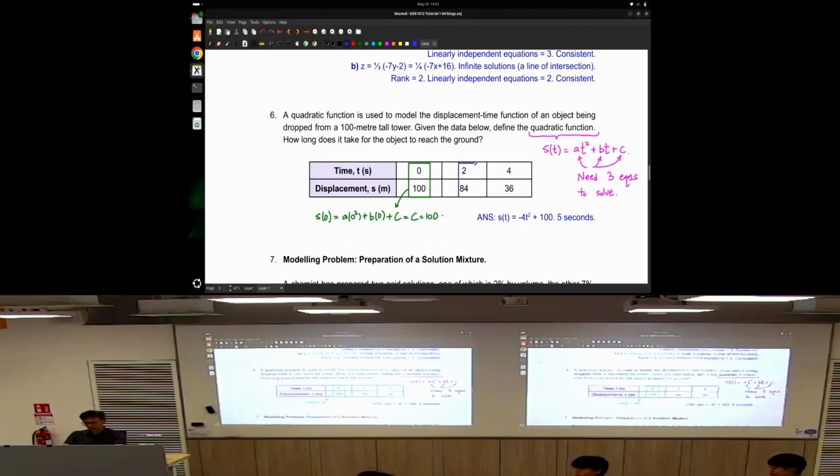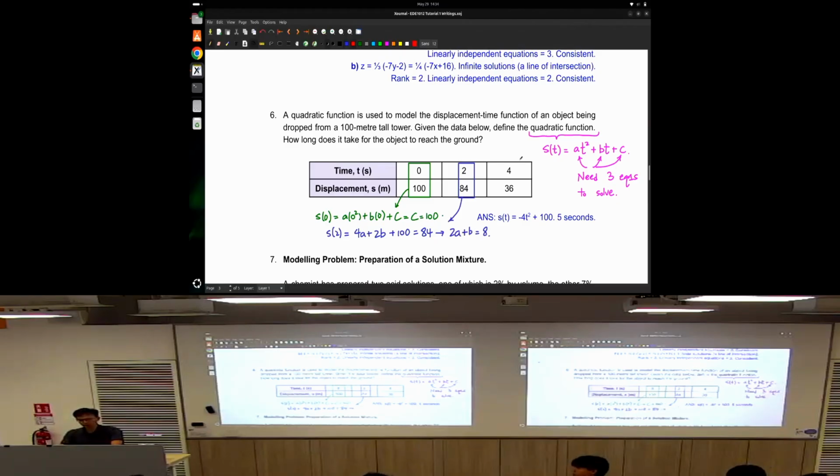Then you just repeat for the second column. You get s of 2. At time t equals 2, you get 4a plus 2b plus 100 equals 84, because C is already 100. So this guy is going to be 100 minus 84, that gives 16. 16 divided by 2 is 8. So you're going to get 2a plus b equals minus 8.